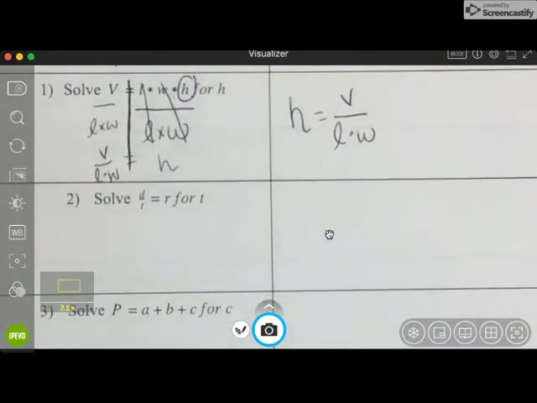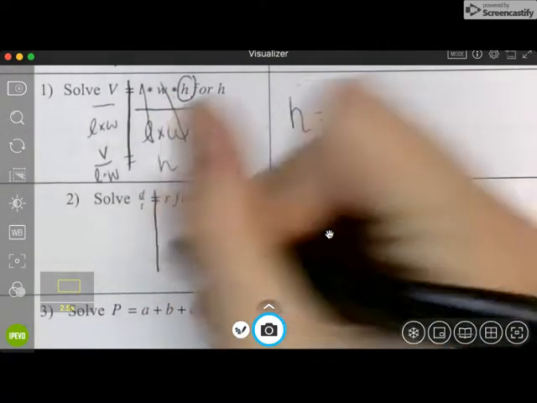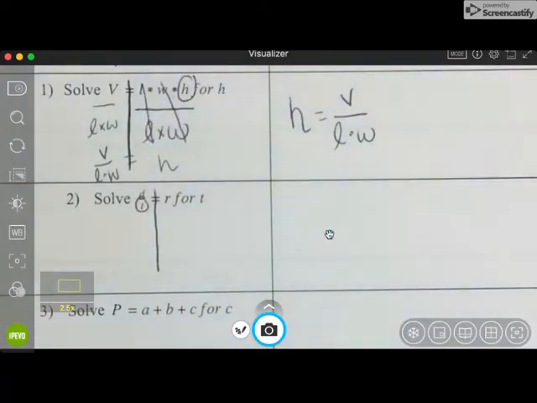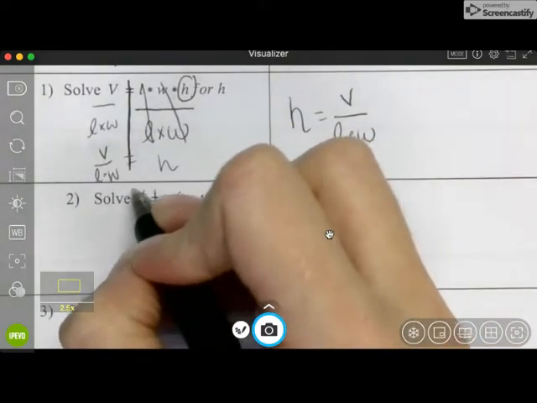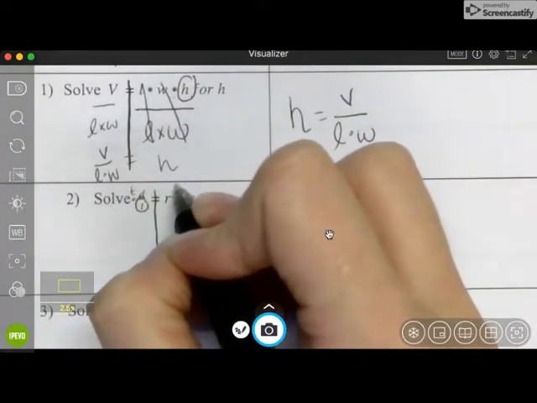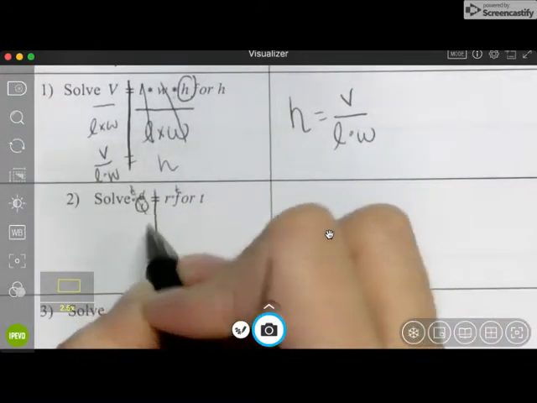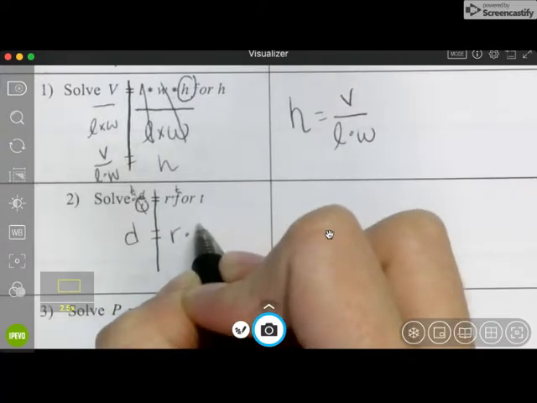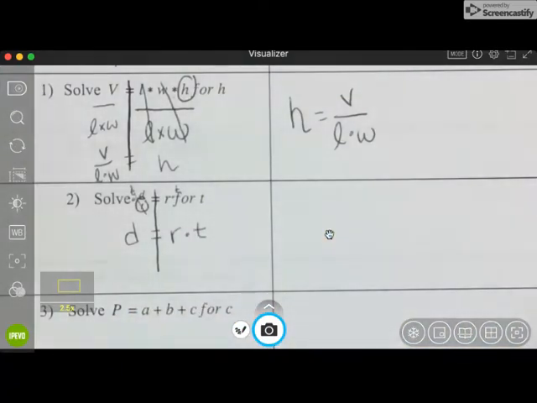Alrighty, now for 2. Is there anything to distribute? Is there anything to combine? I can isolate, so I want to get this t alone. Well, it's in the bottom, which means I need to multiply. So I'm going to multiply by t on both sides. These make a one pair, leaving me with d equals r times t.